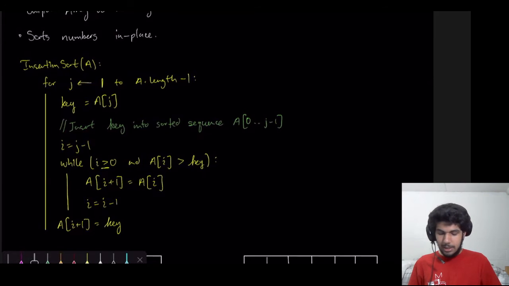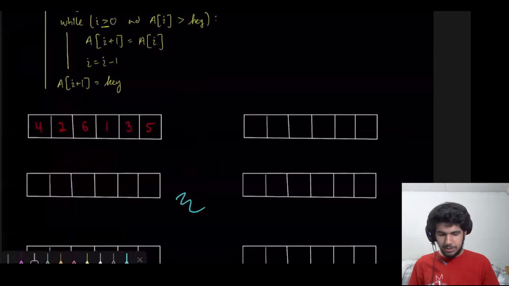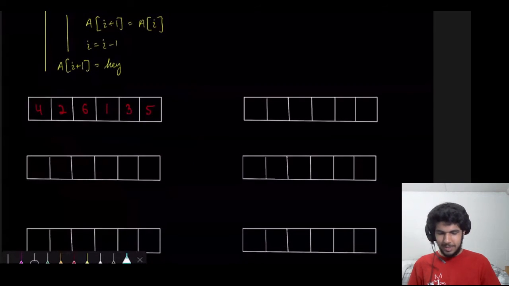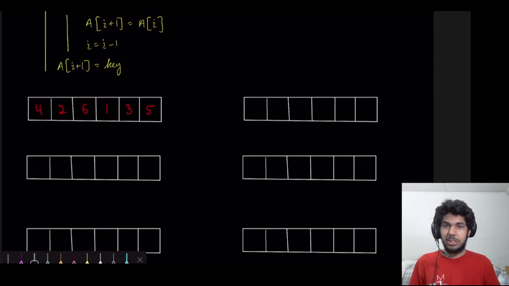In that instance, we will take whatever we're pointing at, the next element, and set that equal to key. It's kind of difficult to visualize with just this code here, so let's walk through an example. We have this array here. That's what we're going to start with, and we're going to try to sort it using insertion sort.